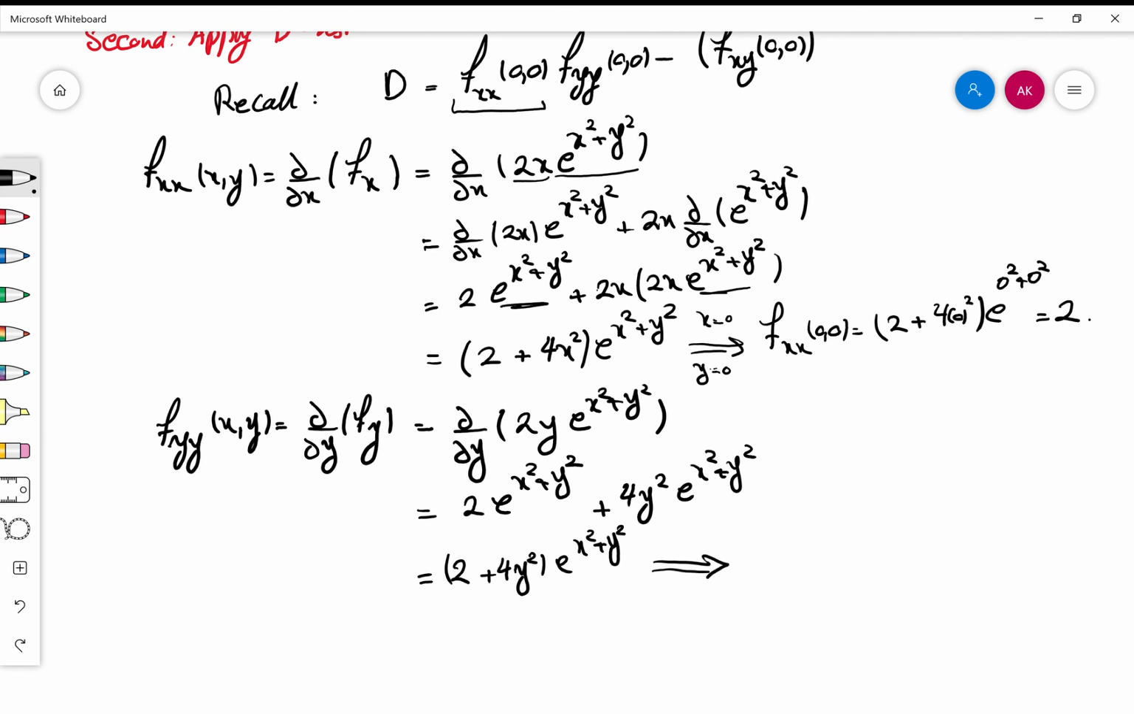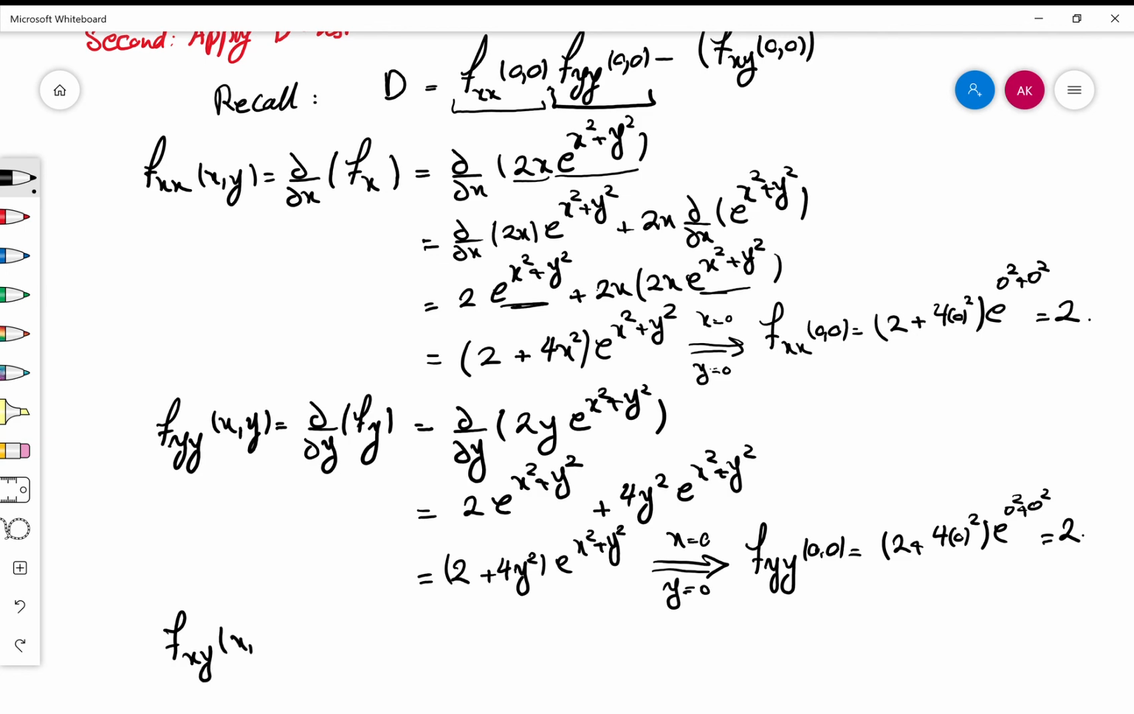Then plug in x equal to 0, y equal to 0. Then fyy at (0, 0) is 2 plus 4 times 0 squared e to the power 0 squared plus 0 squared. This is another number 2. So we found fyy at (0, 0). Now the last step is fxy at (0, 0).